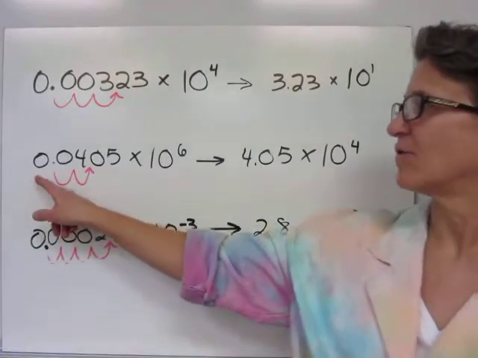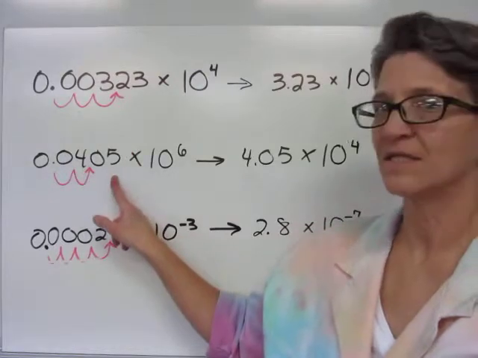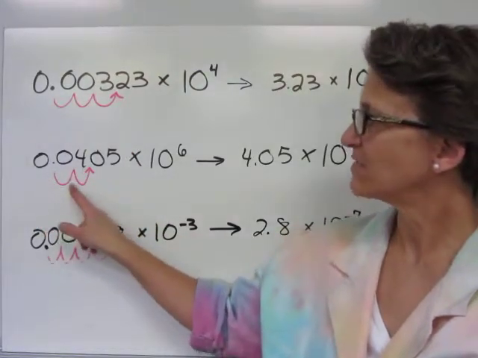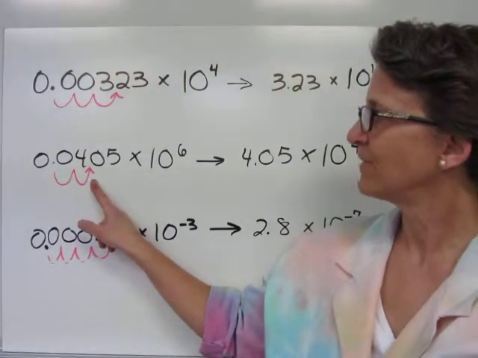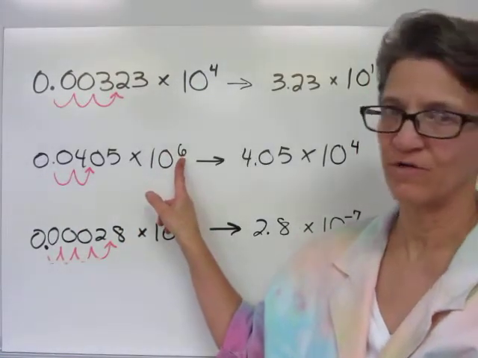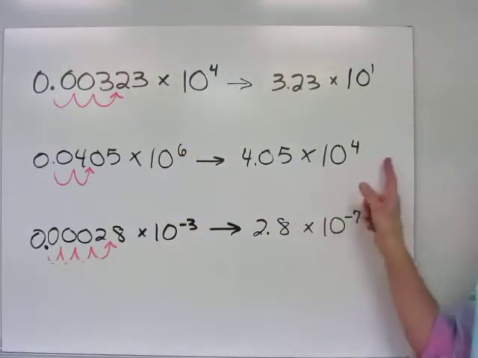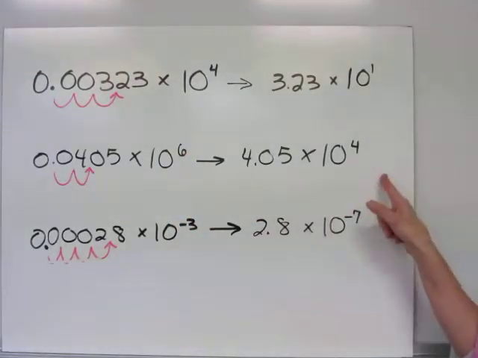My next example, 0.0405, 3 sig figs. I'm moving my decimal 2 places. You're going to subtract 2 from your power of 10. So 6 minus 2, my number is 4.05 times 10 to the fourth.